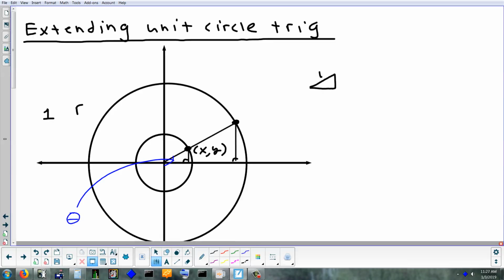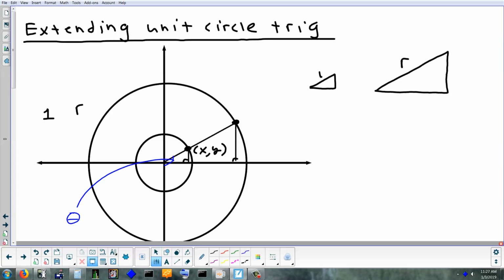That's a little harder. Okay? It's on a bigger triangle. It's on a triangle this big. And that radius is r.